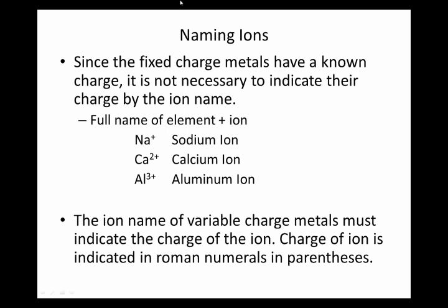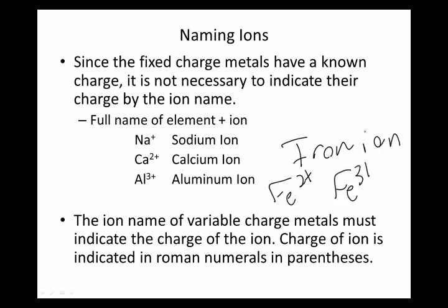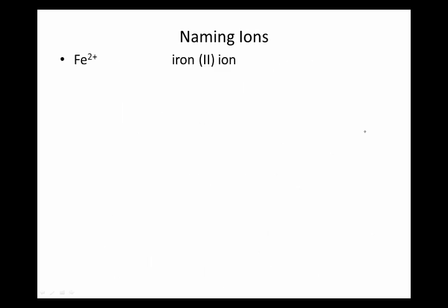Variable charges are different. Because if I said iron ion, you wouldn't know what I meant, because iron can be +2 or +3. You don't have to memorize that. You don't have to know that. I need to specify which one I'm talking about. Here's how I do it. Iron 2, iron 3. I say iron ion, but I put in parentheses, in Roman numerals, the charge.